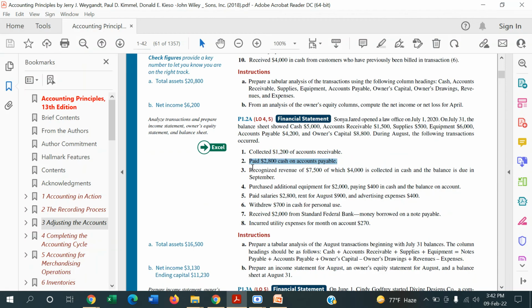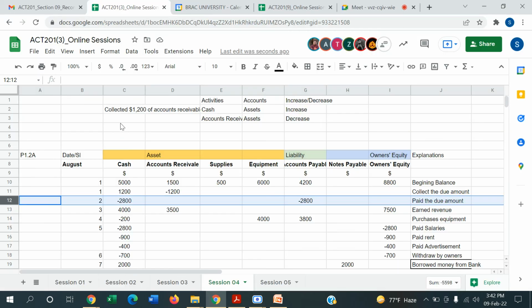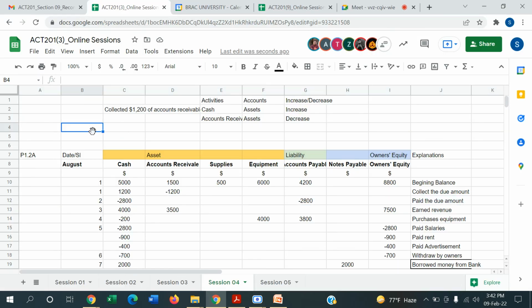Number 3, recognized revenue of 7500, of which 4000 has been received in cash and the remaining amount will be received in September. Can you help me? What accounts are related to that? Sir, cash and service revenue.